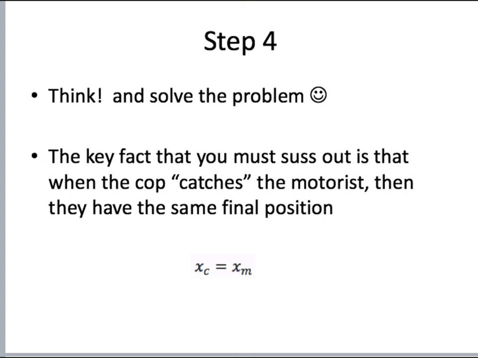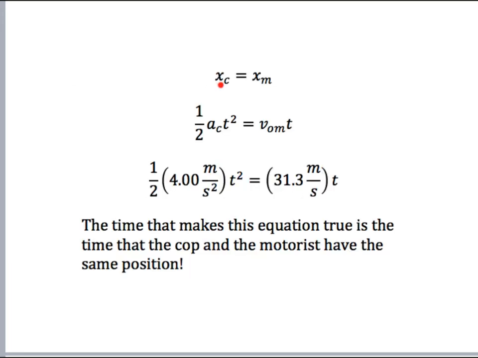We had an equation for xc, and we had an equation for xm on the previous page. So we'll just equate those two equations, and then we should be able to solve for what we're looking for. So let's do that. I've got the position of my cop equal to the position of my motorist, and I plug in: 1/2 a sub c, that's the acceleration of the cop, times time squared, equals the velocity of the motorist times time, that's the x of the motorist, and I can plug in my values here.